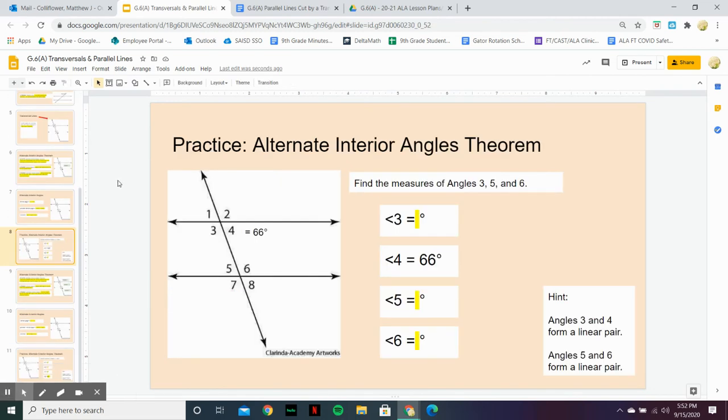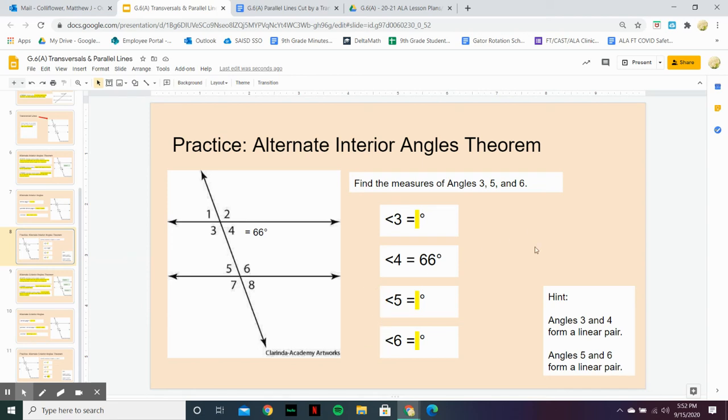Now, I want you to practice using this theorem. I want you to try and find the angle measures of angle 3, 5, and 6 if the angle measure of 4 is equal to 66. So go back and look at the alternate interior angles theorem. Look at the definition of alternate interior angles and try and tell me the angle measures of 3, 5, and 6.